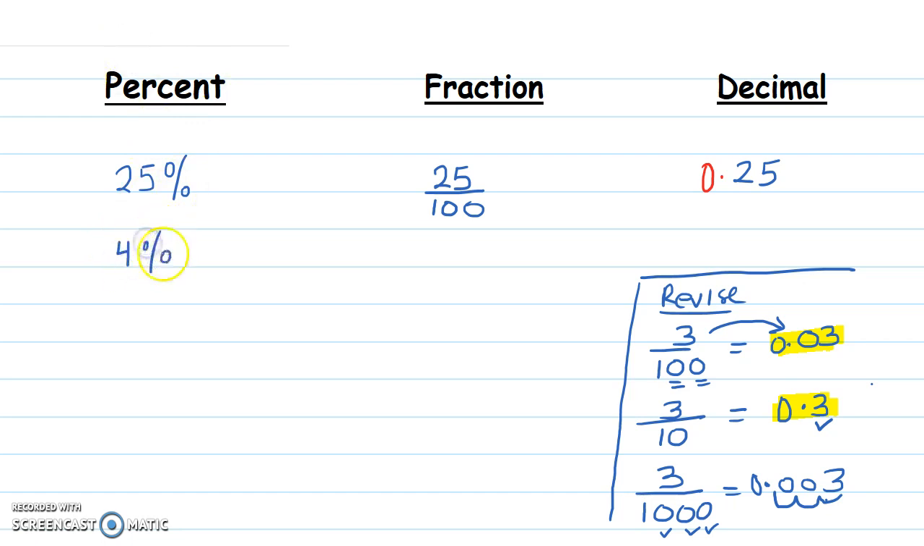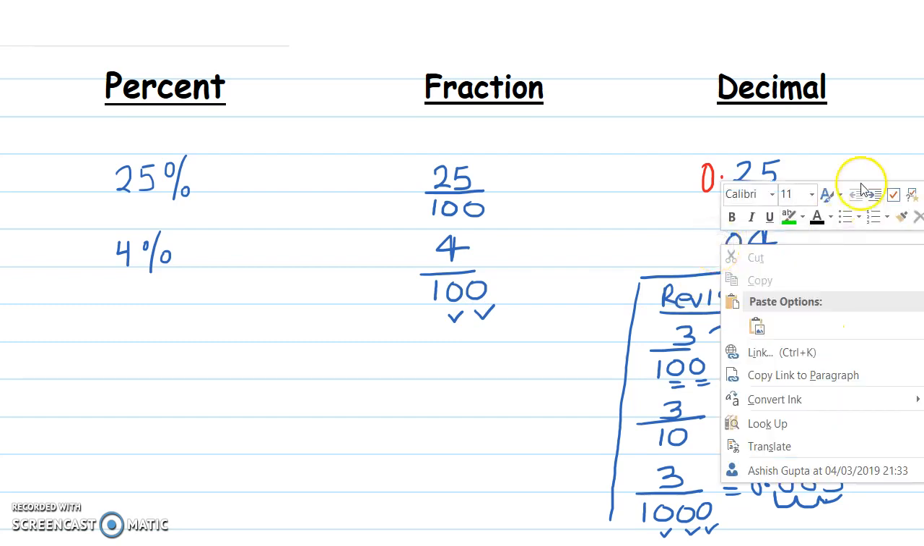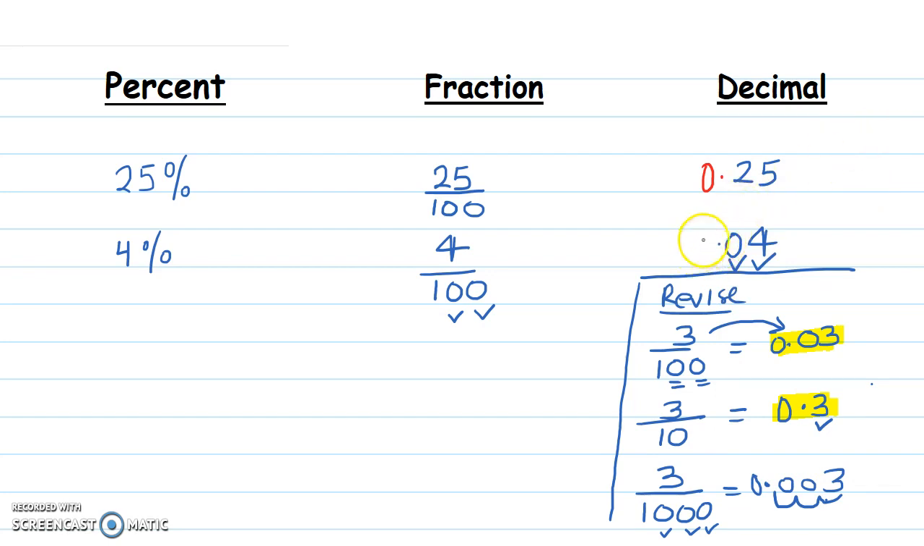Now let's write down another example, that is 4%. 4% means it is 4 divided by 100. So let's write down 4. How many zeros are there? 1 and 2. So the point will be after 2 digits. This point is not left alone, so put the point and it is 0.04. So percent is converted into fraction and fraction is converted into decimal.